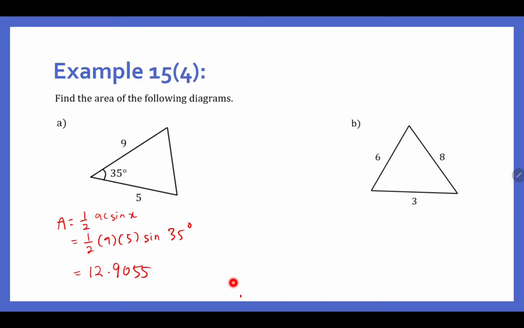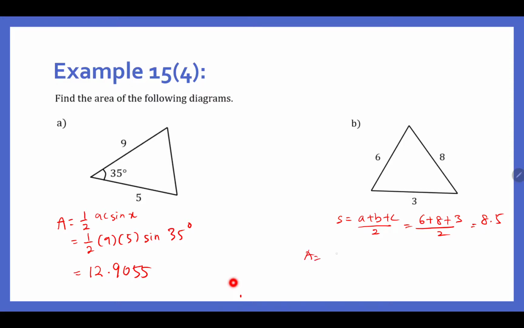Okay, number 3. Okay, you are given three sides without any angles. So kita kena guna Heron's formula. Untuk pakai Heron's formula untuk cari area, first kali kita kena cari S dia dulu. S equals A plus B plus C divide by 2. So A, B, C bahagi dengan 2, 6, 14, 17. 17 bahagi 2, 8.5.